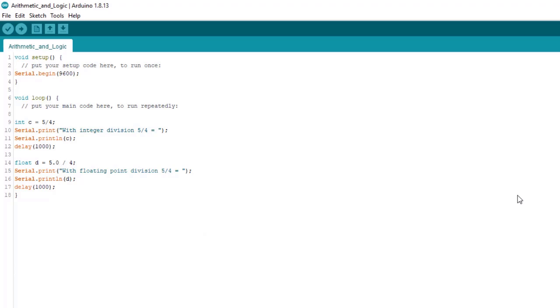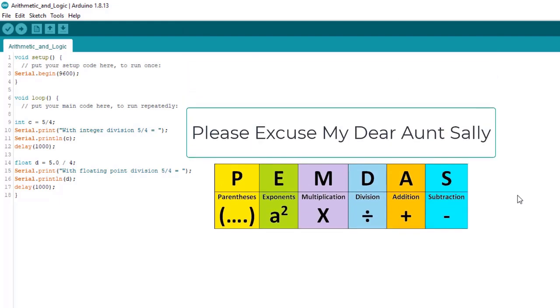Now, let's talk about the order of operations in Arduino. The order of operations is the same as the order of operations in arithmetic and algebra, with one little exception. Some of us may remember math teachers in middle school giving us a handy little mnemonic, which is a memory aid for remembering the order of operations. The mnemonic is, please excuse my dear Aunt Sally, or PEMDAS, P-E-M-D-A-S. At least that's the one I was taught.